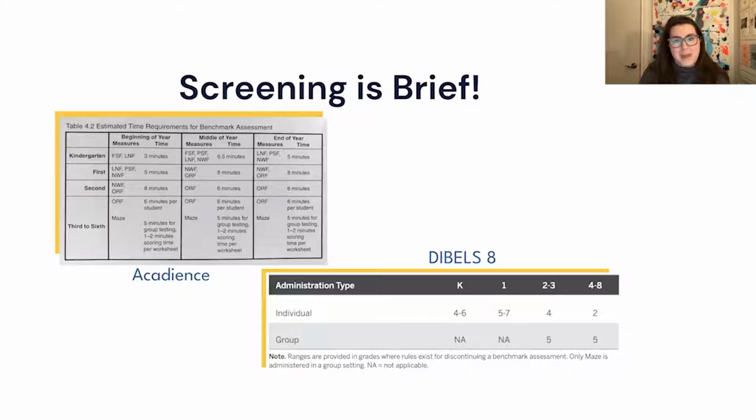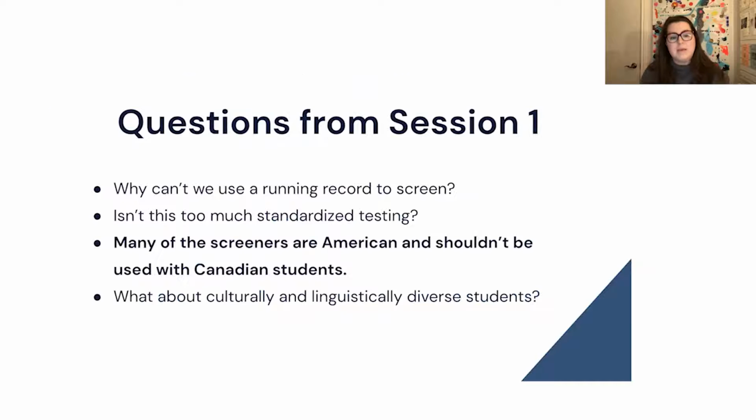So I'm sure we'll hear from Kate later on in terms of how that timing worked for her. But thinking about that idea of doing a really brief screen three times per year, I would hazard a guess that if we combined that up and thought about it across a school year, that's still a pretty brief screening as opposed to doing a running record or two.